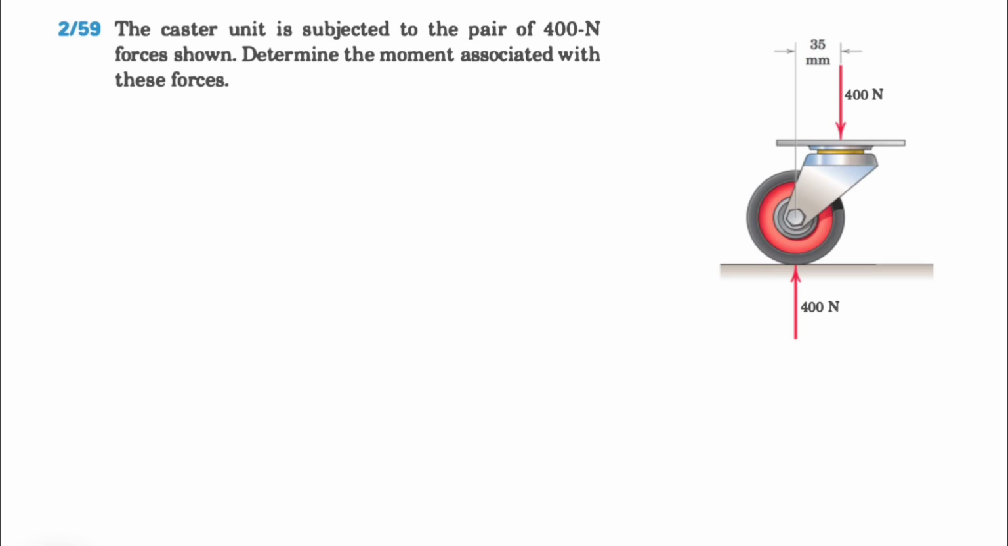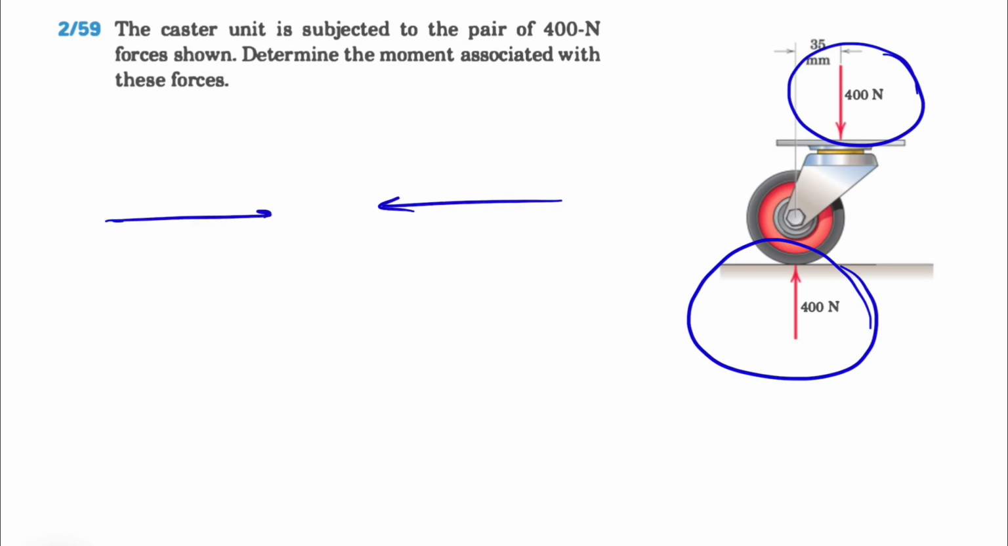So the big message in this question is that we have two forces that have the same magnitude. They are both 400 Newton. They are in the opposite direction. One of them is downward and the other one is upward, and they are non-collinear. So they are not like this. They are in different lines. One of them is higher than the other one, and that's the definition of being non-collinear.